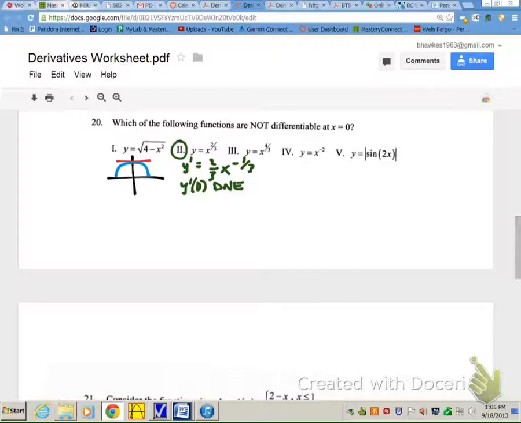Part 3 here says y is x to the 4/3, so y prime would be 4/3 x to the 1/3, and that does exist. Okay. So it can't be 1, it can't be 3.